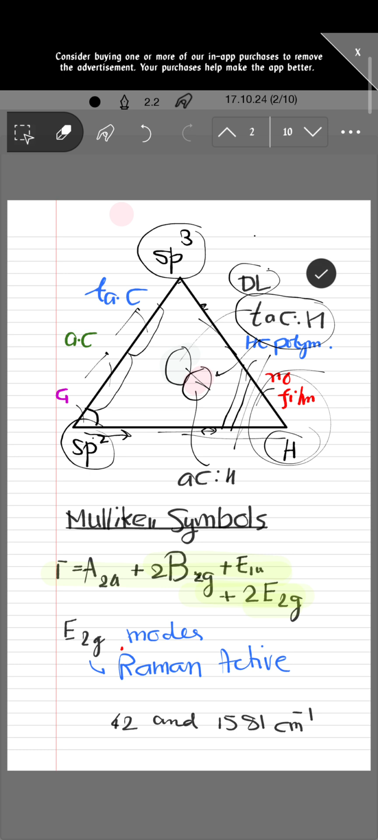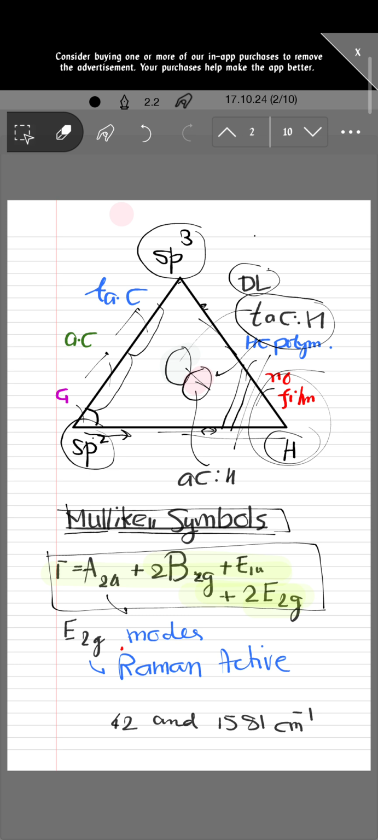Now the whole carbon-based Raman spectra can be represented by Mulliken symbols. They are symbols arising from the different phononic modes, Raman active and inactive phononic modes. So this is how it can be represented. Each of the terms like A2U, B2G, E1U and E2G has significance. We'll start with this one, E2G.